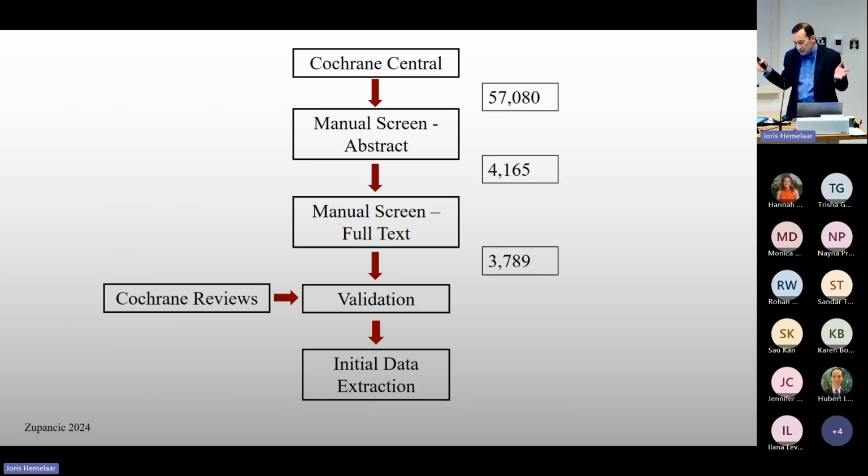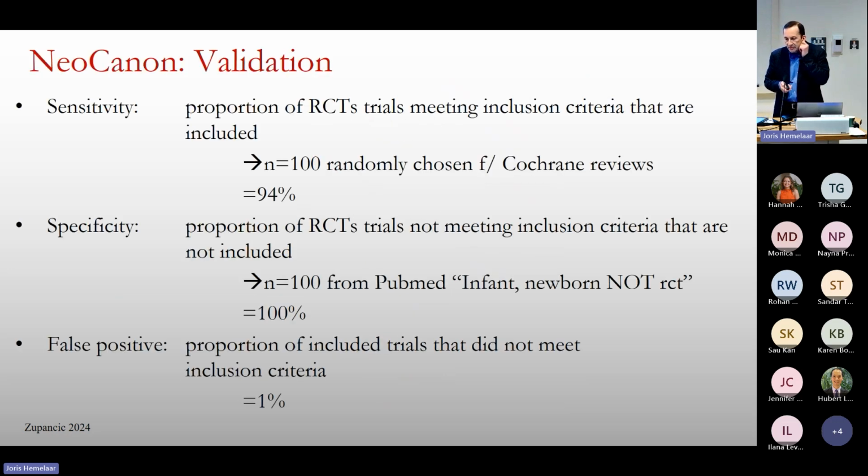So the initial search yielded about 57,000 abstracts for that period of time, and we manually screened those to derive 4,000 or so, and then after pulling the PDFs, have about 3,800 so far in this period that I'm going to be talking about today. We then validated this, basically using our whole process as a diagnostic test.